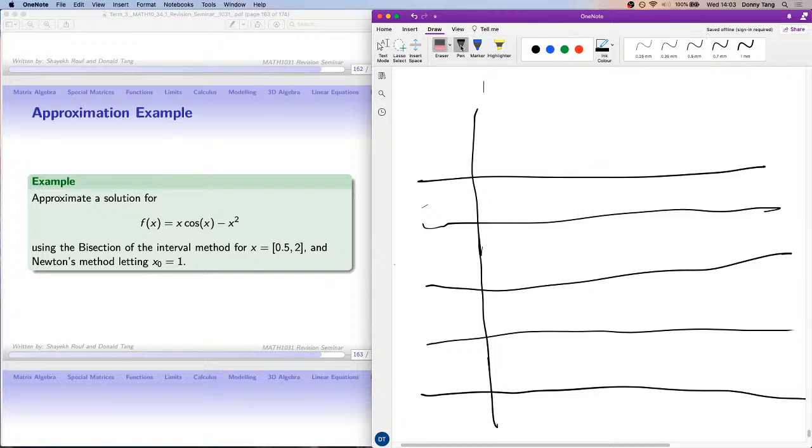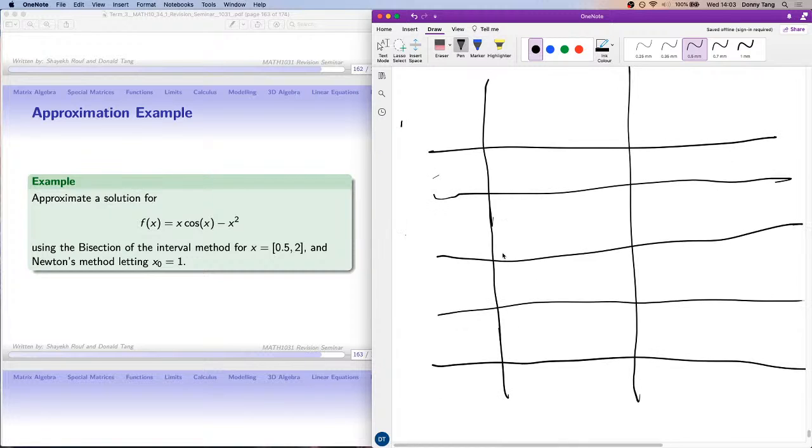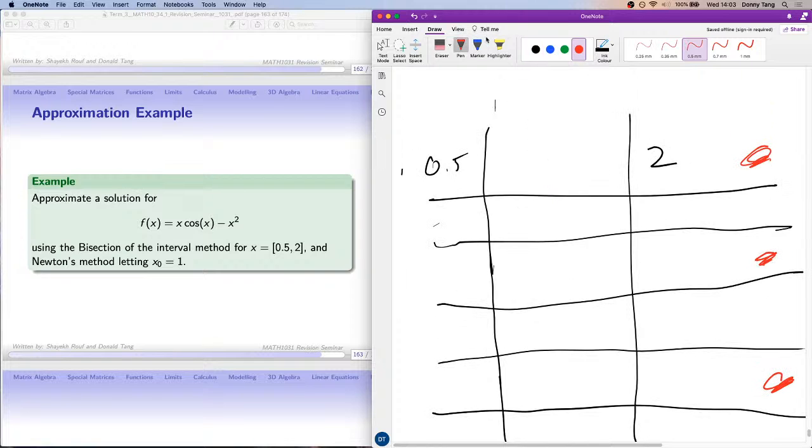Okay, I'll wrap this one up soon. So what you're going to do is put 0.5 here and 2 here. I like to draw a dot every time. So basically, for 0.5 and 2, I'm going to plug these into my calculator.